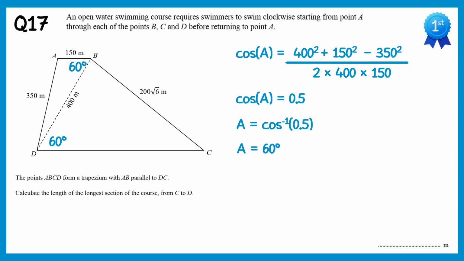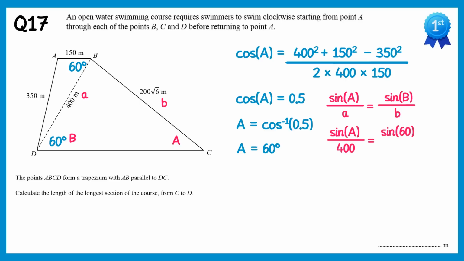If we now turn our attention to the rightmost triangle, triangle BCD. If we label it in the following way, A and then opposite capital A, and then B and opposite that capital B, we can use the sine rule to work out the missing angle capital A. So sine A over a is sine B over b. We don't know A, so we'll write sine A, but we know little a, that's 400, and then we've got sine of capital B, which is sine 60, divided by little b, which is 200 root 6.